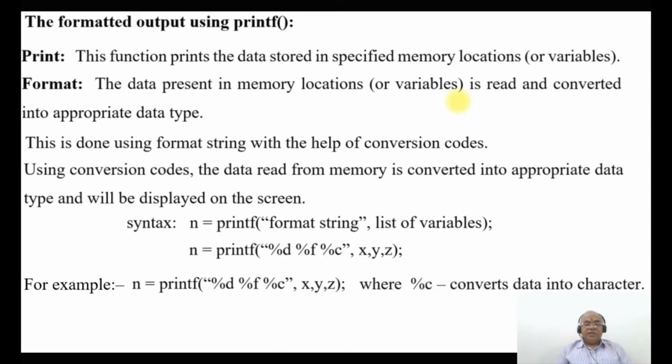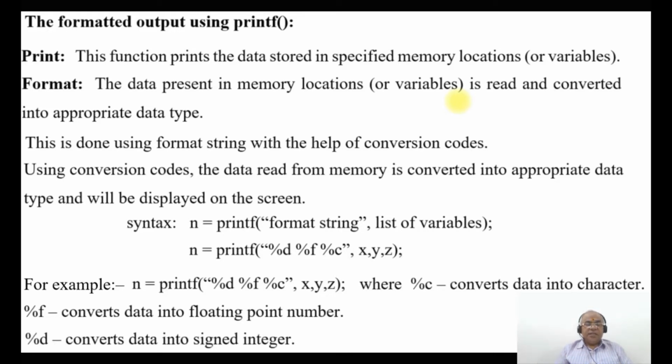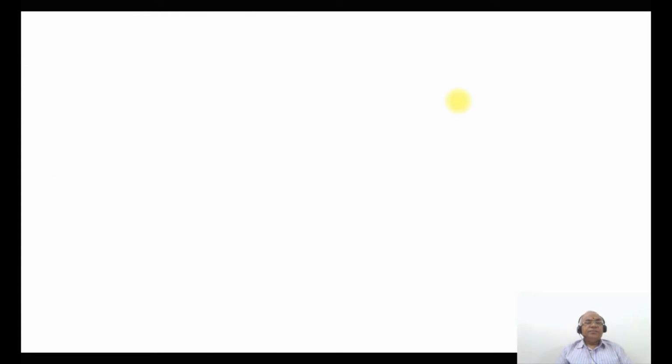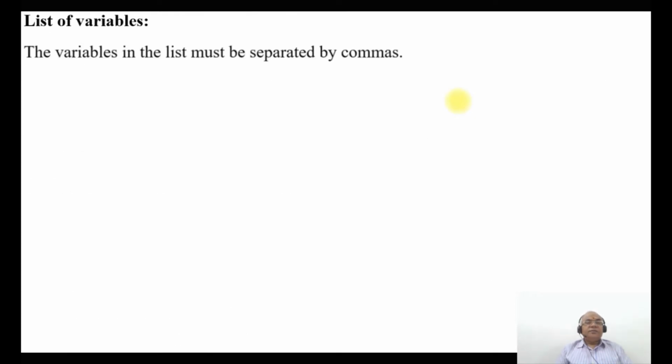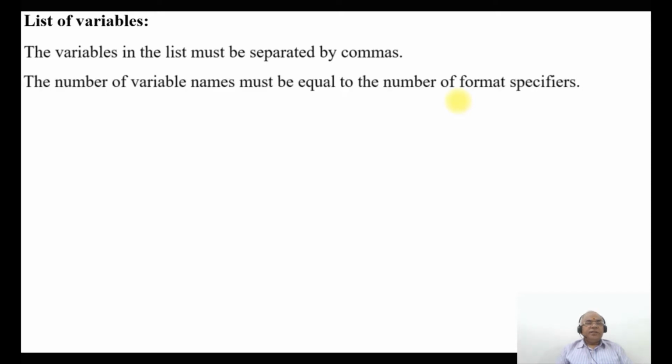Here %c converts data into a character, %f converts the data into a floating point number, and %d converts the data into a signed integer, where d, f and c are the conversion characters. So what about the list of variables? The variables in the list must be separated by commas. The number of variable names must be equal to the number of format specifiers.